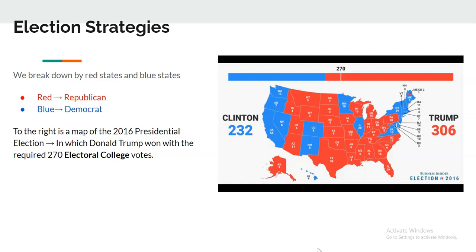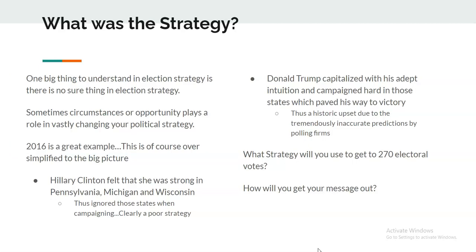To the right is a map of the 2016 presidential election, in which Donald Trump won with the required 270 electoral college votes. What was the strategy? One big thing to understand when it comes to strategy is that it is no sure thing when it comes to any election strategy. Sometimes the circumstances or opportunity plays a role in vastly changing your political strategy. 2016 is a great example.